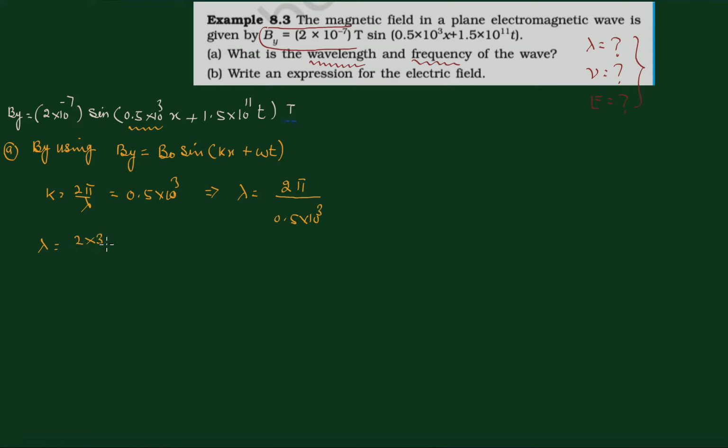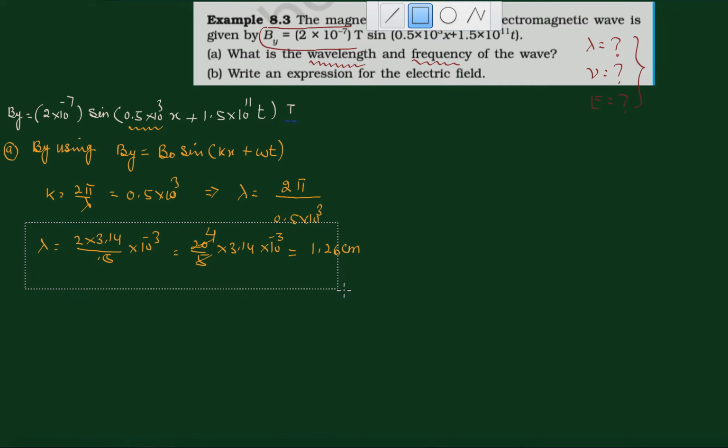So lambda is equal to 2 cross 3.14 over 0.5 cross 10 to the power 3. So you can solve this: it is 20 by 5 cross 3.14 cross 10 to the power minus 3. This is 4. After solving it, you will find 1.26 centimeter. Okay, so this is the first part of your answer.